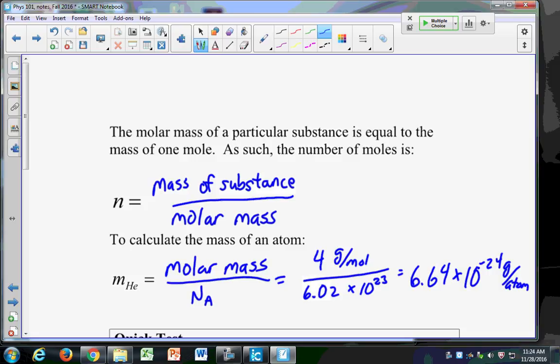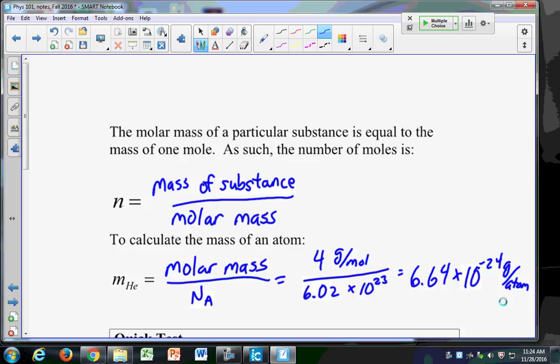You don't need to know these values, but you do need to know how to take the molar mass and Avogadro's number and figure out the mass of an atom. Or if I give you the mass of the substance and the molar mass, how to figure out how many moles I have of that substance. Stuff that you should have done in chemistry, I think. Am I right about that?